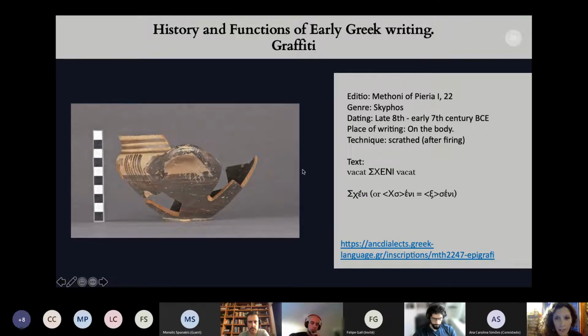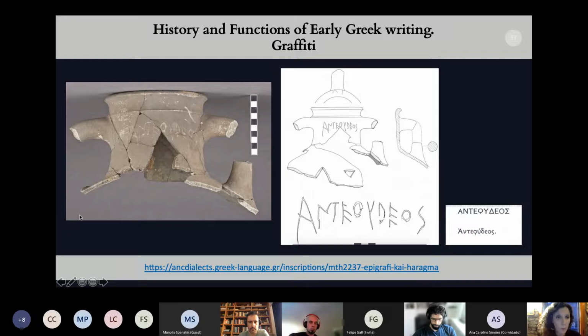And again, another interesting piece is this one. That is a name, again very neat, scratched after firing on the neck of this big amphora, what should be a big amphora. And again, we have antekudeos, so a name in a genitive case, so the description is like I am of antekudeos. So again, it's an ownership formula.